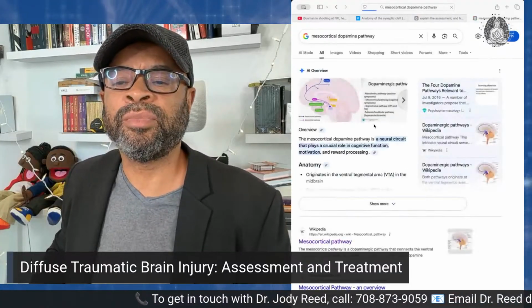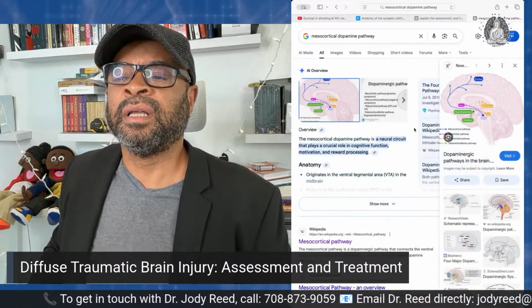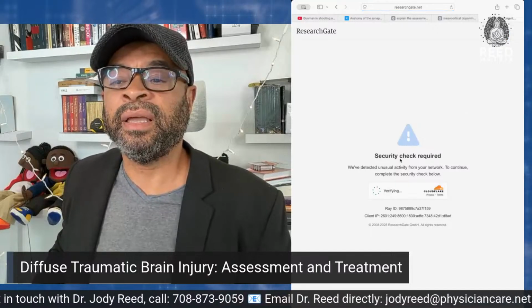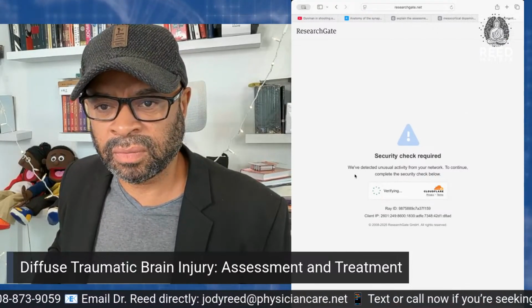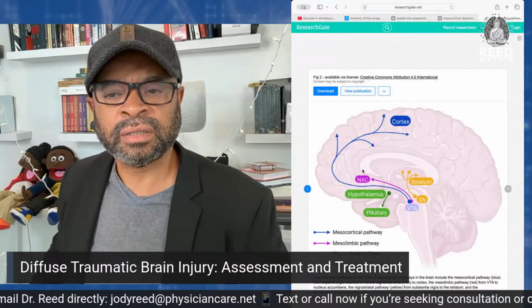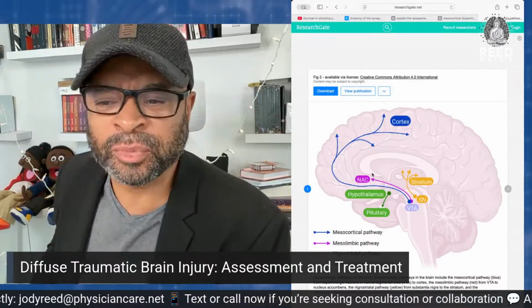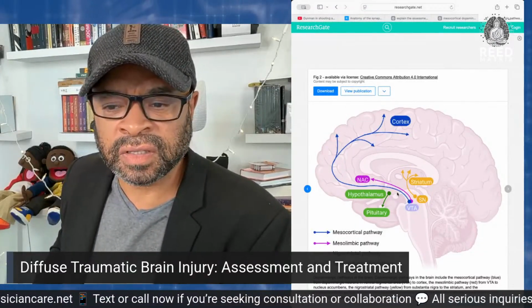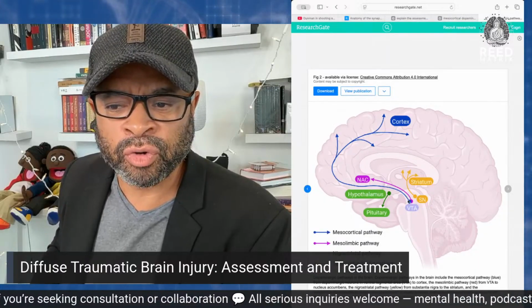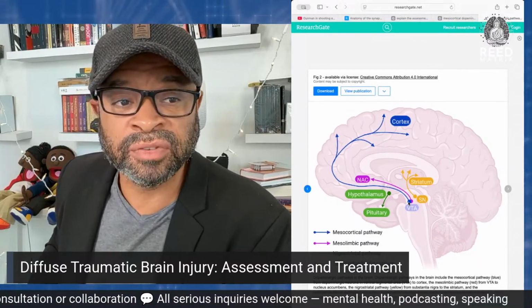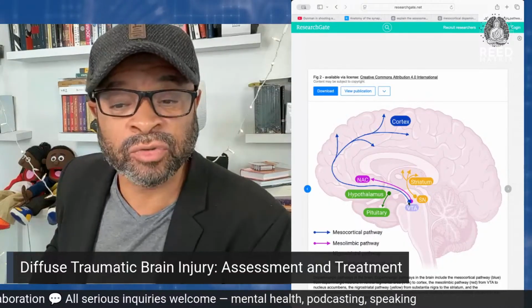Okay, mesocortical pathway. Just look here. This is the major nerve bundle in your brain called your mesocortical pathway, primarily responsible for the symptoms of autism and schizophrenia.